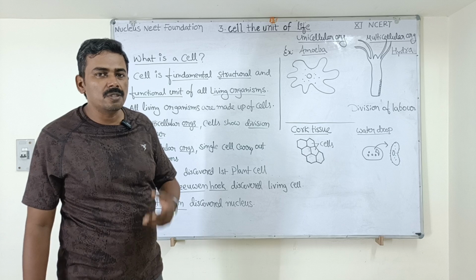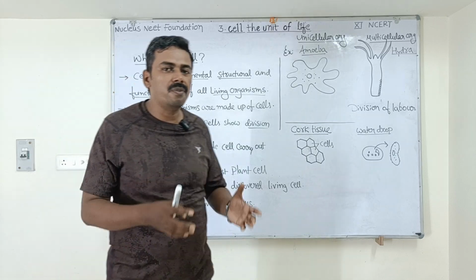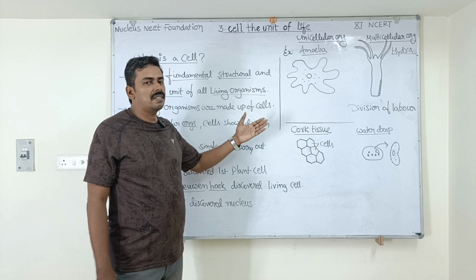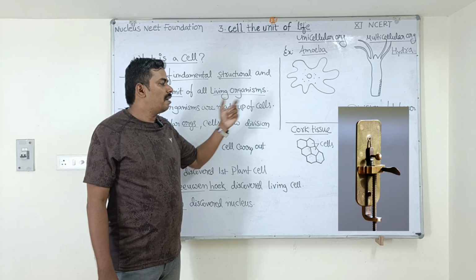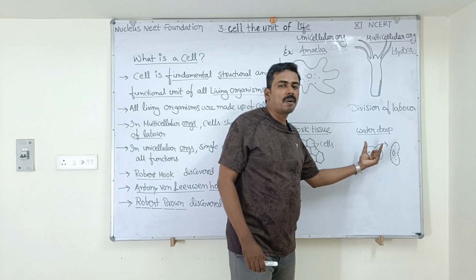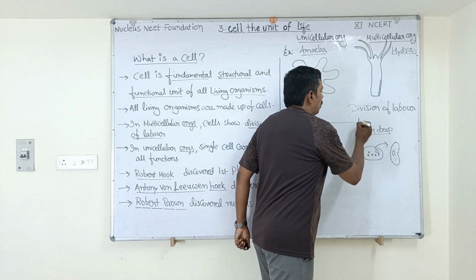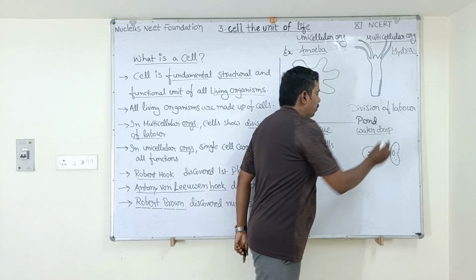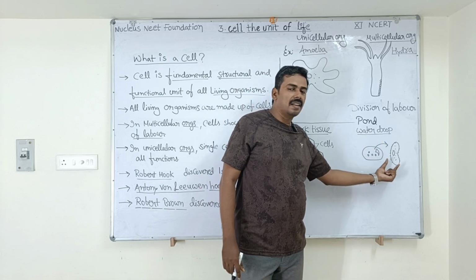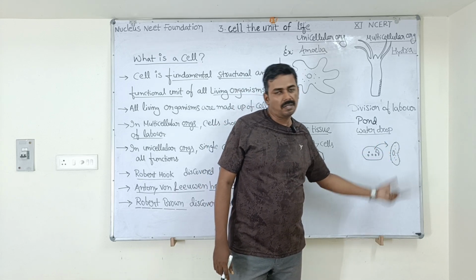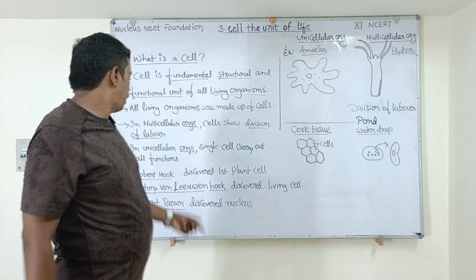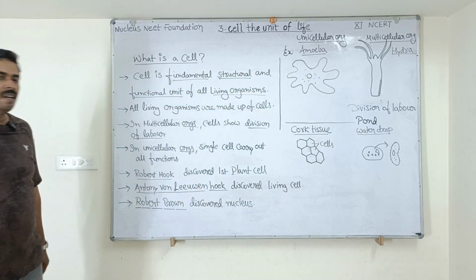Leeuwenhoek also constructed his own microscope, which was very powerful in magnifying objects. You can see here, this is Leeuwenhoek's microscope. Under this microscope, Leeuwenhoek observed a water drop from a pond. In that pond water drop, he observed the first living cells, such as Paramecium and amoebas. Like this, the first living cell was discovered by Anthony van Leeuwenhoek.